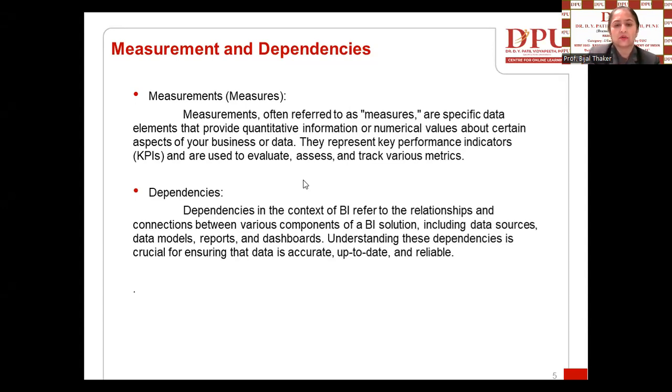Now, the next point is measurement and dependencies in BI. What do we mean by measurement? In the context of business intelligence, measurement is quantifying something. You are trying to measure something, you are trying to evaluate something. What are you trying to measure and evaluate? Maybe the various aspects of your business performance. How? By using your data.